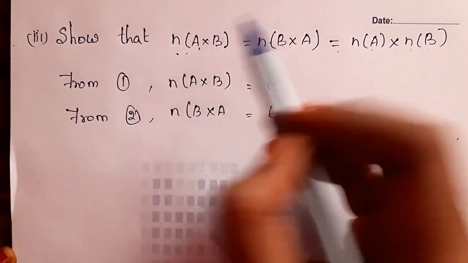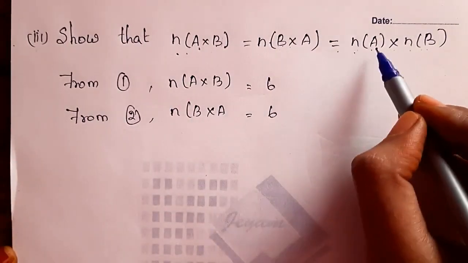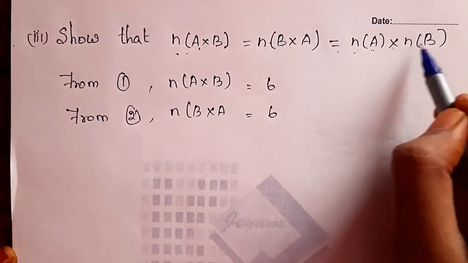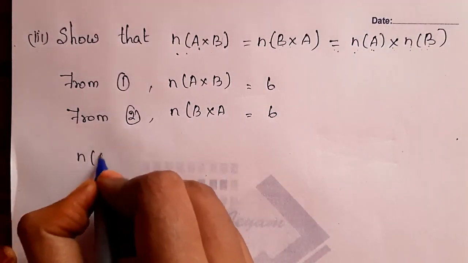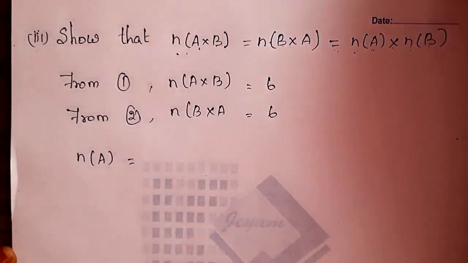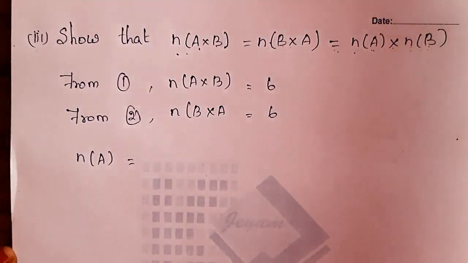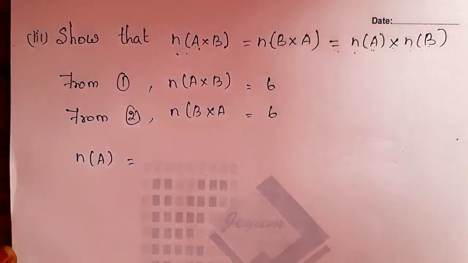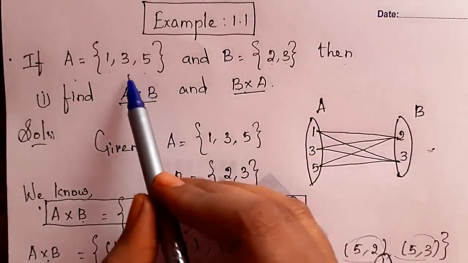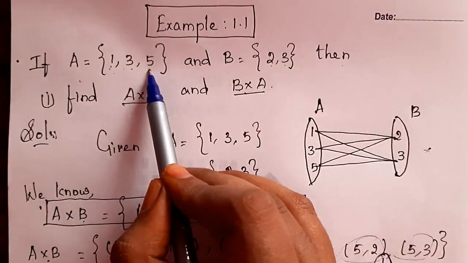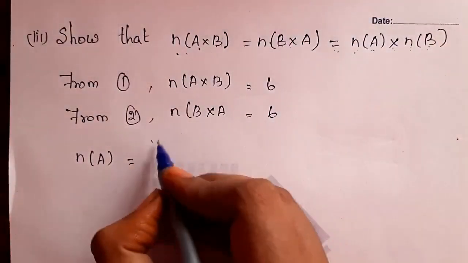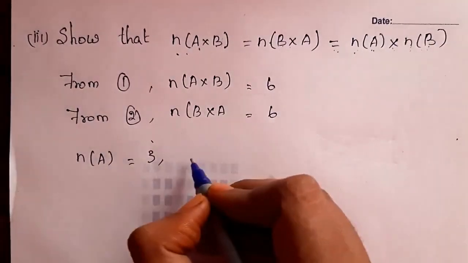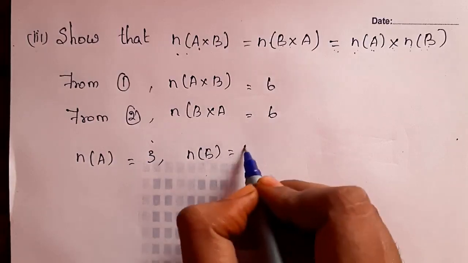Also, we have to prove that n of A times n of B is also the same. So first we have to find out what n of A is. That means the number of elements in A. How many elements in A? You can check it now. 1, 2, 3 elements in A, 2 elements in B. So n of A is 3, n of B is 2.